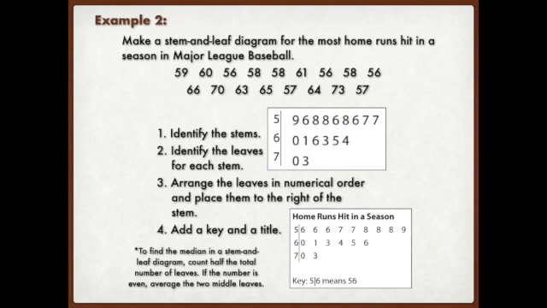Now the key is just identifying, telling us 5/6 means 56. 5/7 is 57. 5/6 is 56. Now a key just represents you explaining what the stem and leaf diagram is talking about. So 5/6 is 56. 5/8 is 58. 6/0 is 60. So it's just a basic definition key.